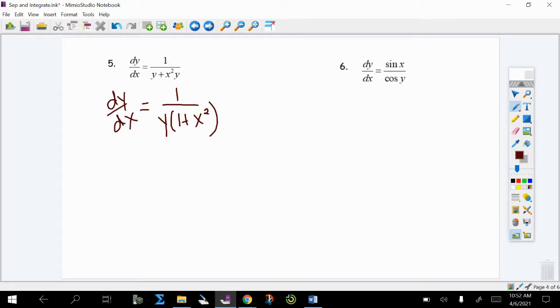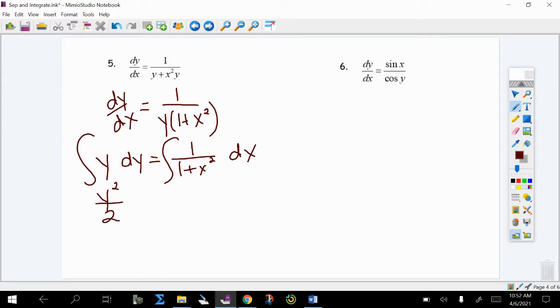So I'm going to pull out a y, leaving me with 1 plus x squared. I'm going to multiply by y on the left side, and I'm going to multiply by dx on the right side, and then integrate each side. This is one where the y side is very simple. The x side might be a little confusing for you. So the y side is just y to the second over 2.